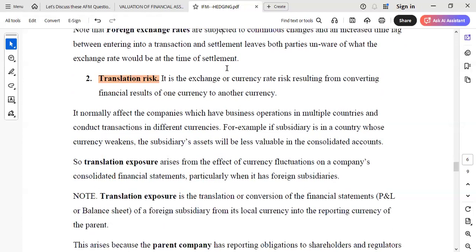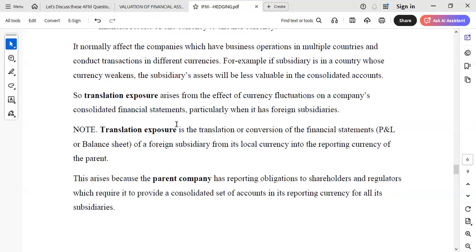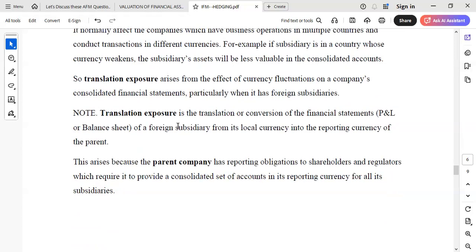That is translation risk. And you guys in an exam just explain the way you understand these things. You may not directly recall the real definition, but put what you know. But in simple terms, that is translation. You're converting the financial statements of the foreign subsidiary from its local currency into the reporting currency.